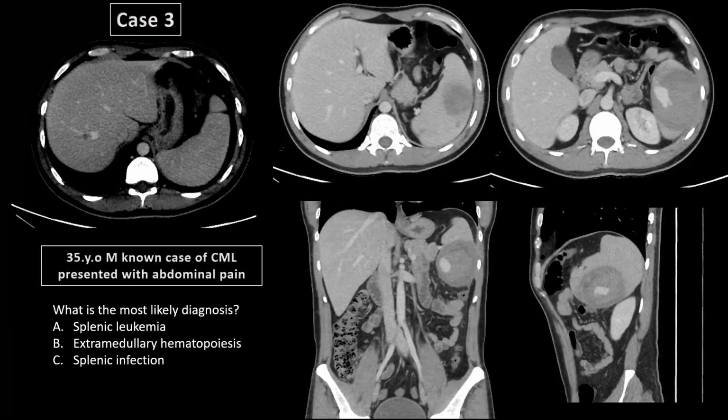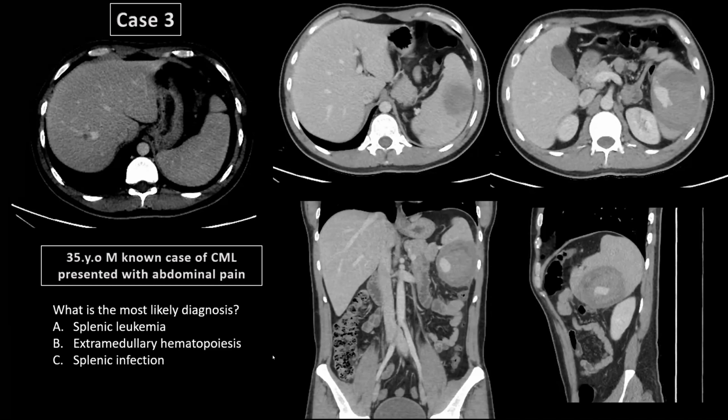The patient was unstable, and splenectomy was performed, and the pathology was extramedullary hematopoiesis. All these lesions in the spleen were extramedullary hematopoiesis, and one had ruptured. So it's a non-specific finding.